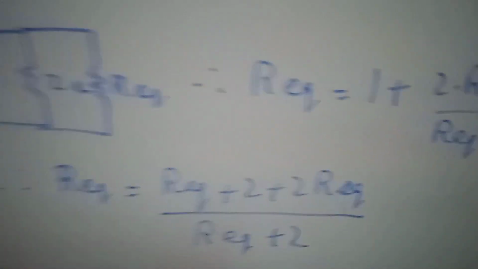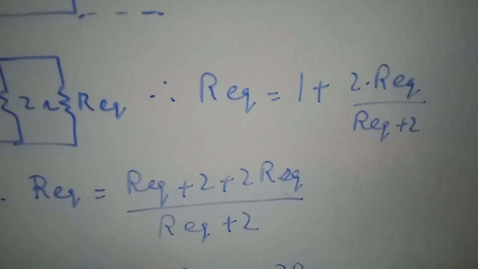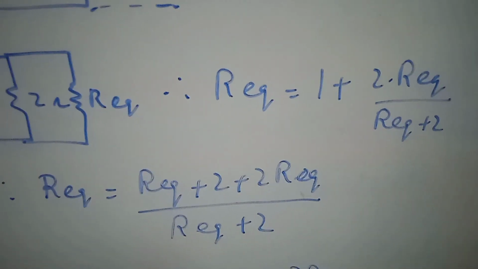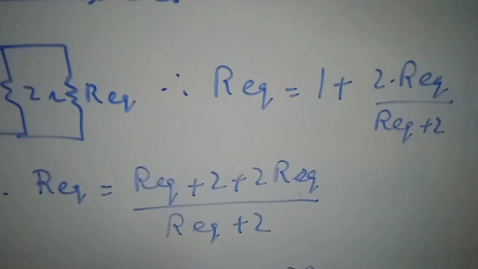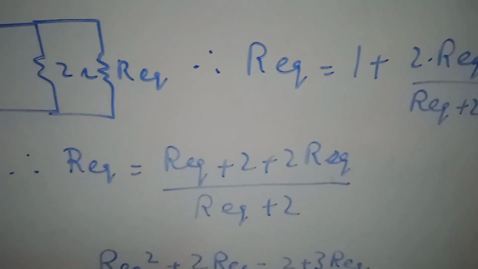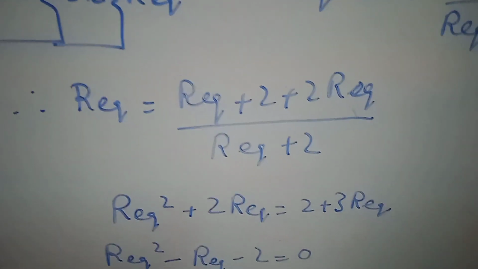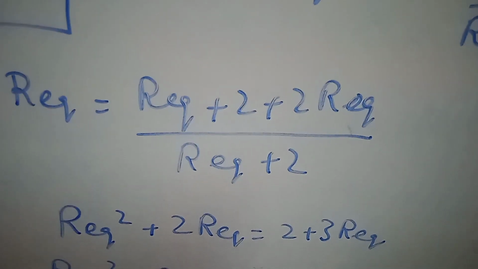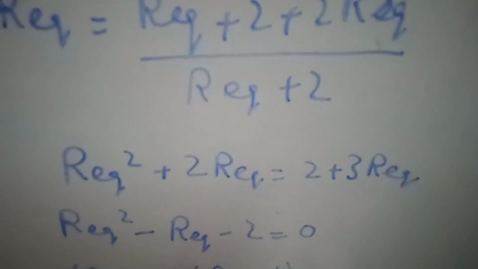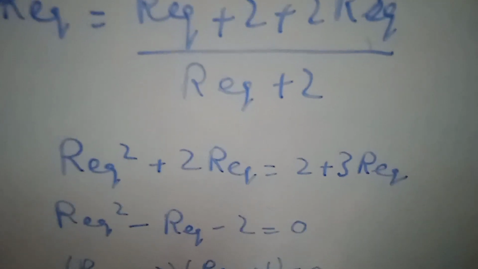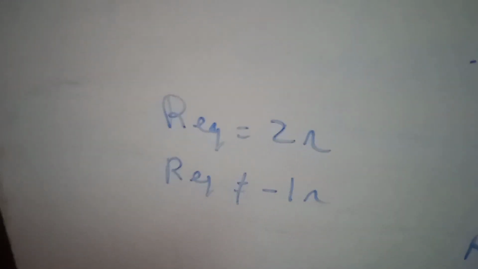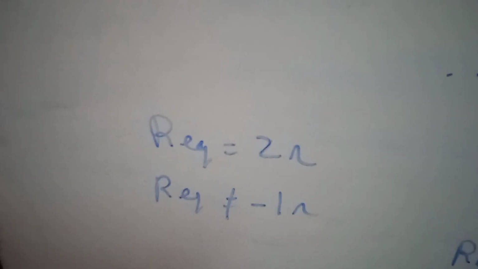When we cross multiply, we see R equivalent squared plus 2 R equivalent equals R equivalent plus 2 plus 2 R equivalent, that is 2 plus 3 R equivalent. So R equivalent squared minus R equivalent minus 2 equals 0. So R equivalent minus 2 into R equivalent plus 1 equals 0. So R equivalent equals 2 ohm, and R equivalent cannot be equal to minus 1 ohm. So 2 ohm is the answer.